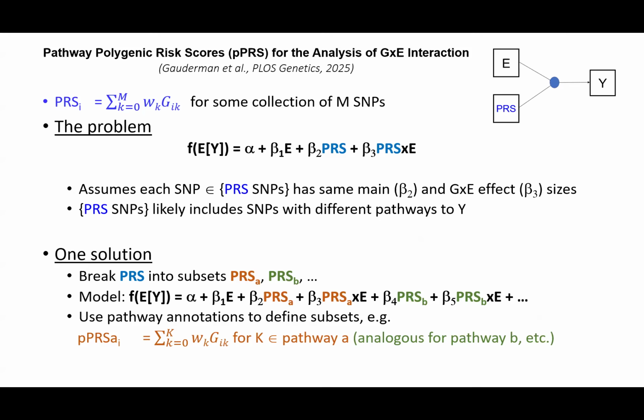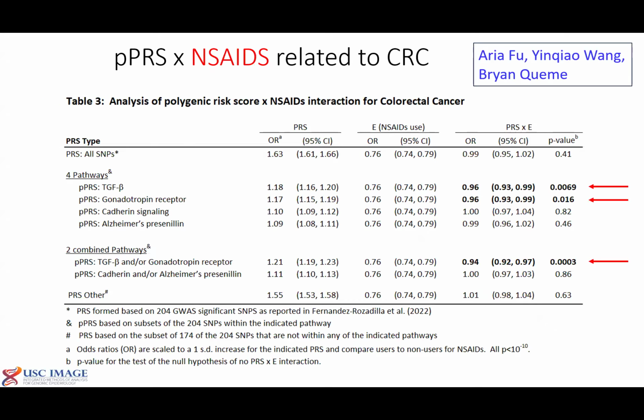And how do you do that? Working with Yu Mi and his group in our annotation core, he has a very nice package for annotating SNPs and identifying their functional pathways. So we break them into pathway-specific polygenic risk scores. We have a paper that just got published reporting this.